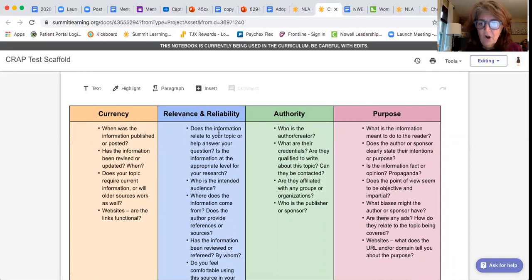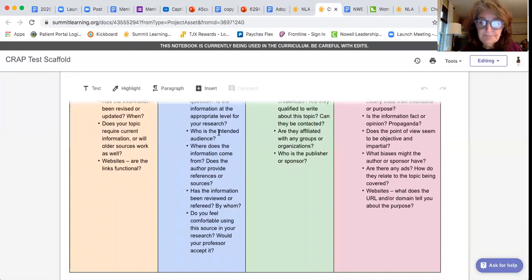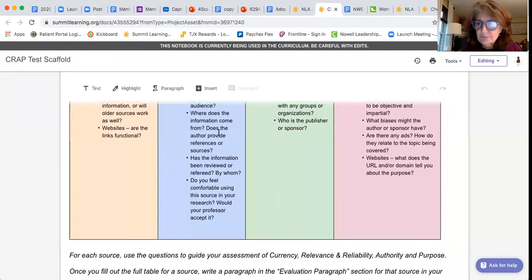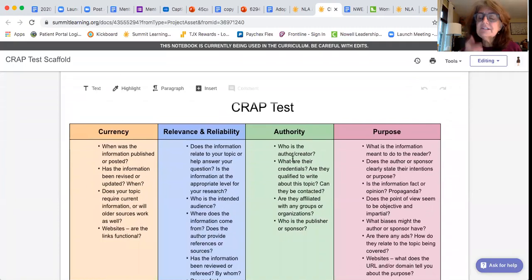Who is the intended audience? Where does this information come from? Is this information that just a guy is sitting there typing in the middle of the night, sitting in his underwear? Or is this from the CDC or the NIH or the FDA? Has it been reviewed? And do you feel comfortable using this source? And who is the authority on it? Who is the creator? Are these medical doctors? Are these researchers? Is this a foundation? Is this the National Institute of Health? What groups are they affiliated with? Who sponsors the website?